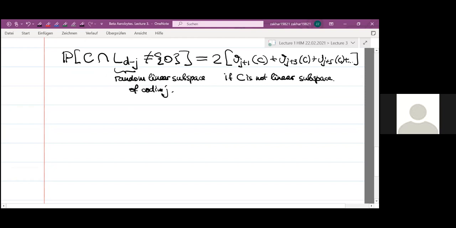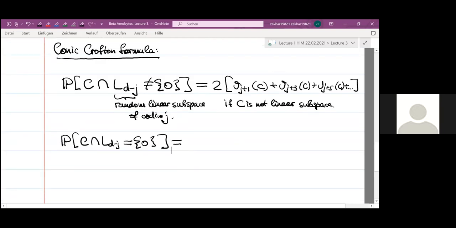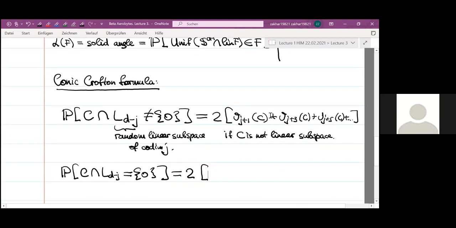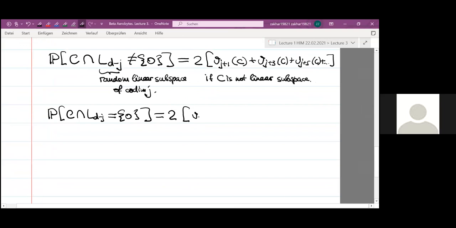And it is also possible to write down a formula for the complementary event, namely the probability that C intersected with L is zero, so the probability of trivial intersection is one minus this probability. But since the sum of all intrinsic volumes with odd indices is equal to 1/2, and the sum of all intrinsic volumes with even indices is also equal to 1/2, we can write it using these two identities as a sort of half distribution function: v_{j-1}(C) + v_{j-3}(C) + v_{j-5}(C) and so on.